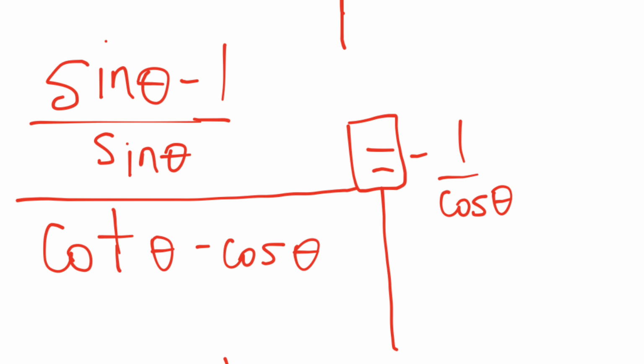After finding a common denominator on the top, I was left with (sine theta minus 1) divided by sine theta, all divided by (cotangent theta minus cosine theta), equals negative 1 divided by cosine theta.